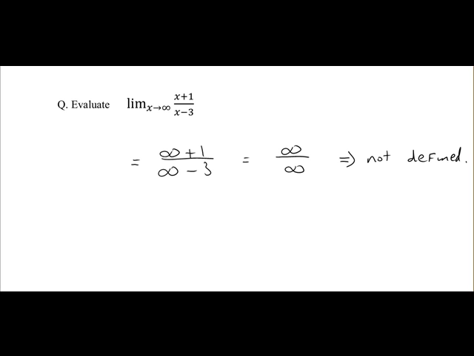So what we'll do in this situation is divide above and below by the highest power of x in the function. The reason for this will become clear as we go on. So we can see the highest power of x in this particular function is x to the power of 1. So we're going to divide everything above and below by x. So it'll be x divided by x plus 1 divided by x, over x divided by x minus 3 divided by x.